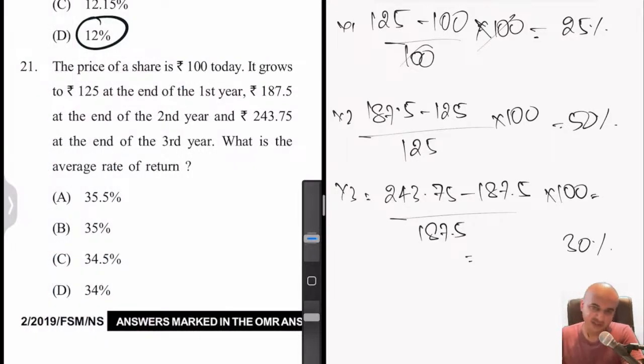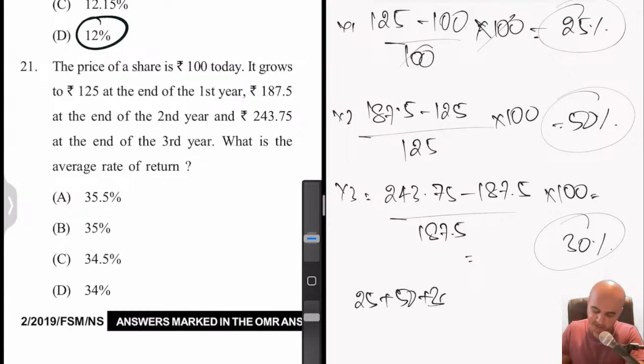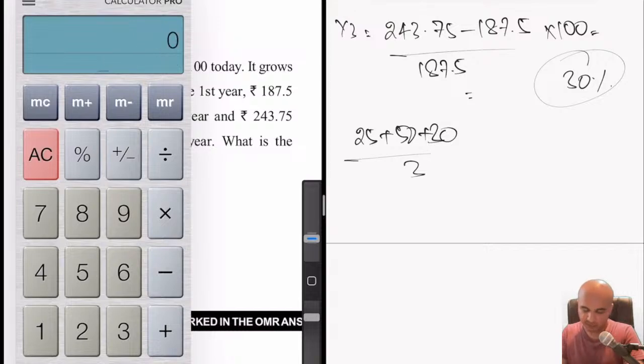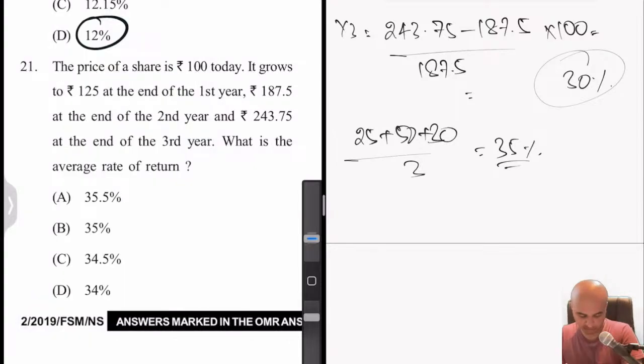What is the average rate of return? So now first year it was 25%, second year 50%, and third year it is 30%. So 25 plus 50 plus 30 divided by 3, you will get the average. So that will be 105 divided by 3, which is 35%. Is there an option as such? 35, yeah, option B is the right answer. I hope it is clear.